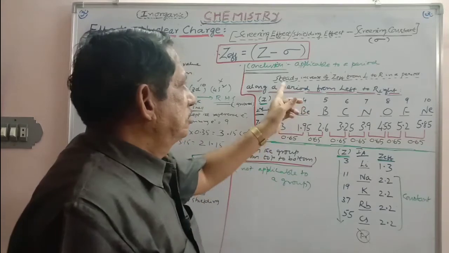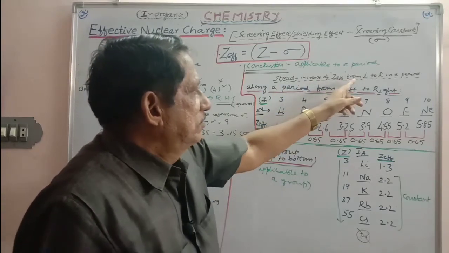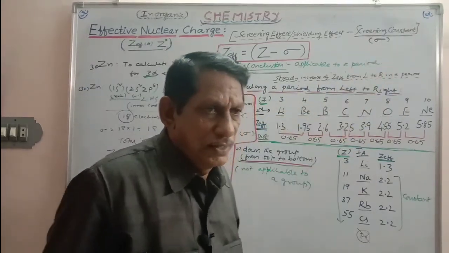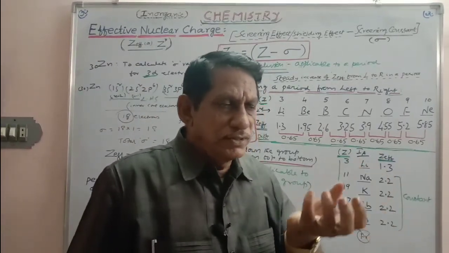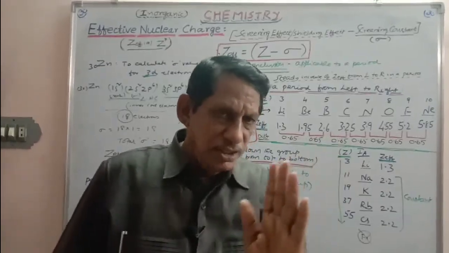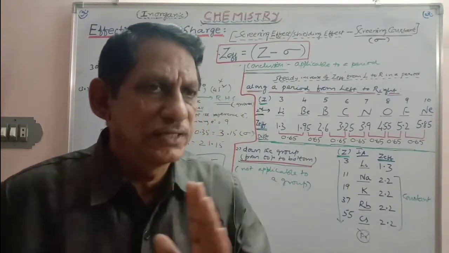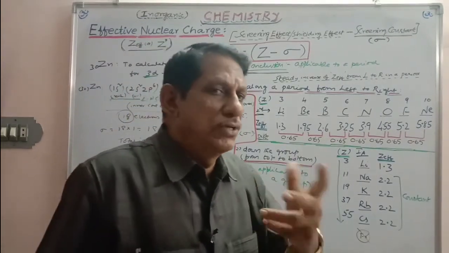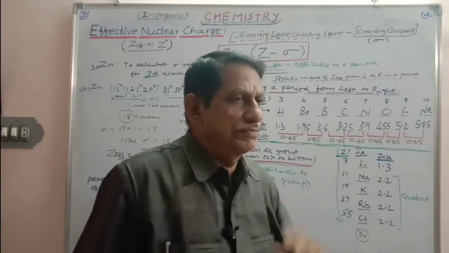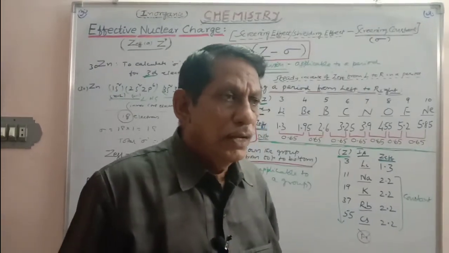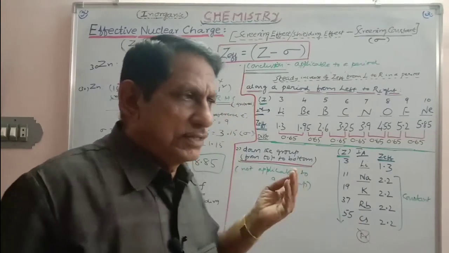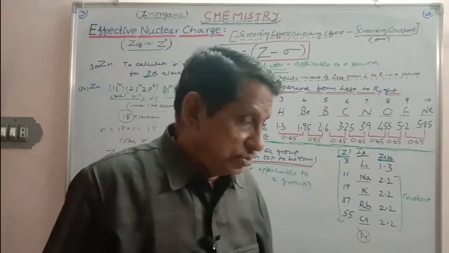So there is a steady increase of Z effective from left to right in a period. When there is a steady increase, the outermost orbital electrons will be pulled towards the nucleus and there will be a steady, gradual decrease. There will be no irregularity at all. There is a steady decrease from atom to atom, from left to right. When there is a steady decrease, the atomic radius is decreased. And of course, this is exceptional.